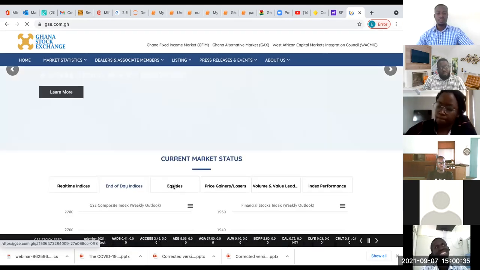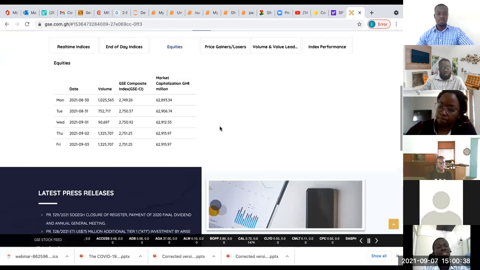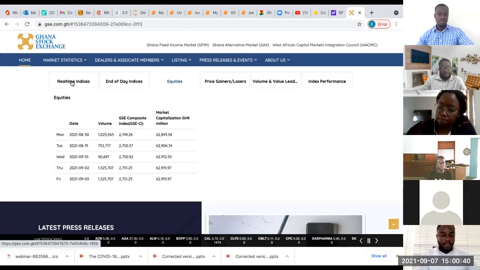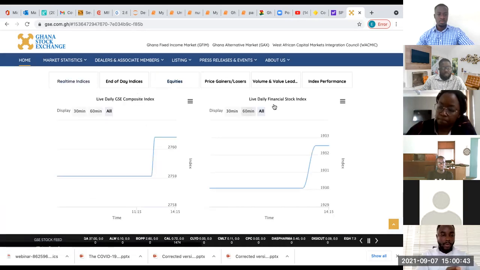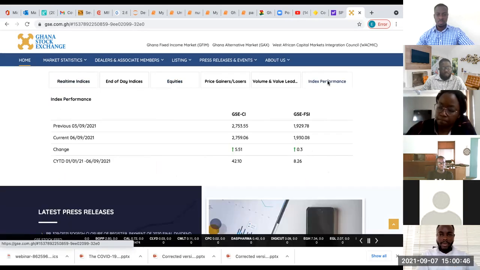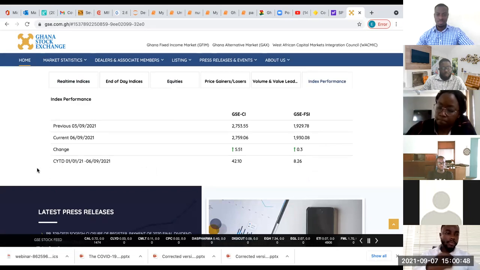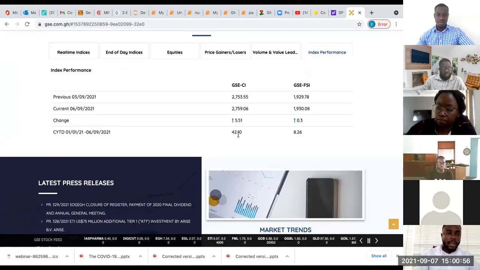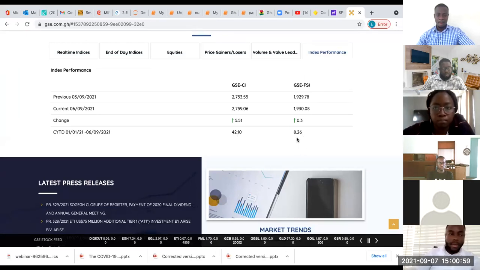If equities are doing this, give me a moment. Okay, let's look at the index performance. Year to date is about, oh wow, that's about 42%. So I told you this year has done well. But you can look at the historical returns. If the GSE is doing 10% and the guy is promising you 80%, run for your life. It's not possible.